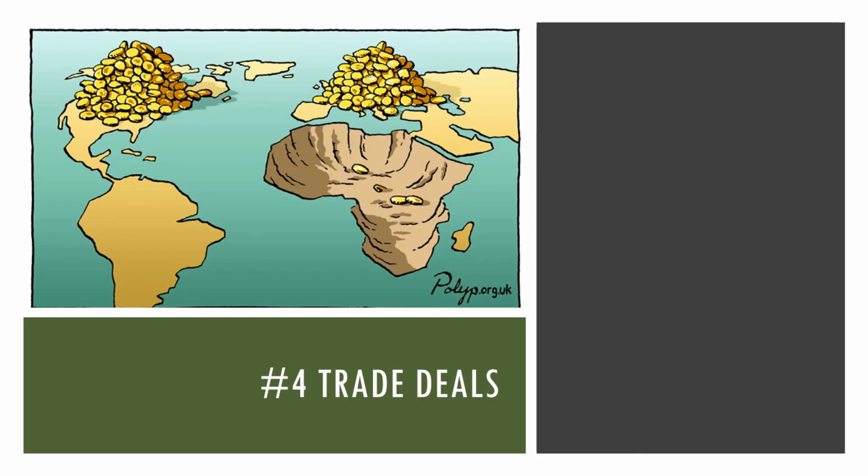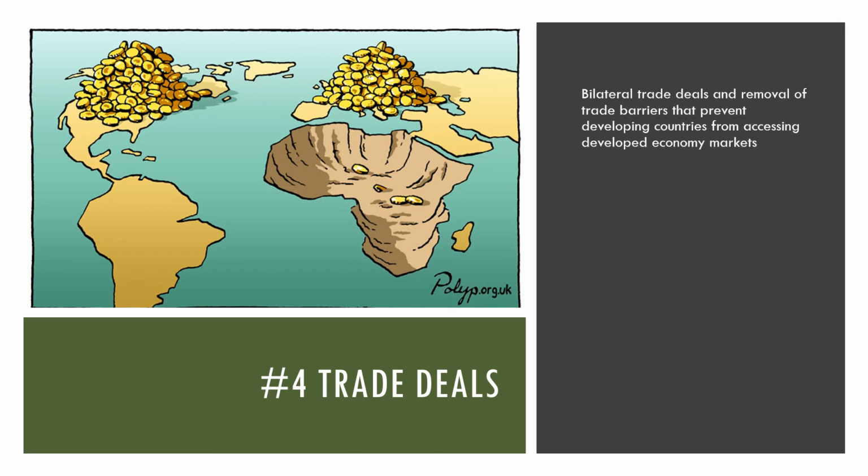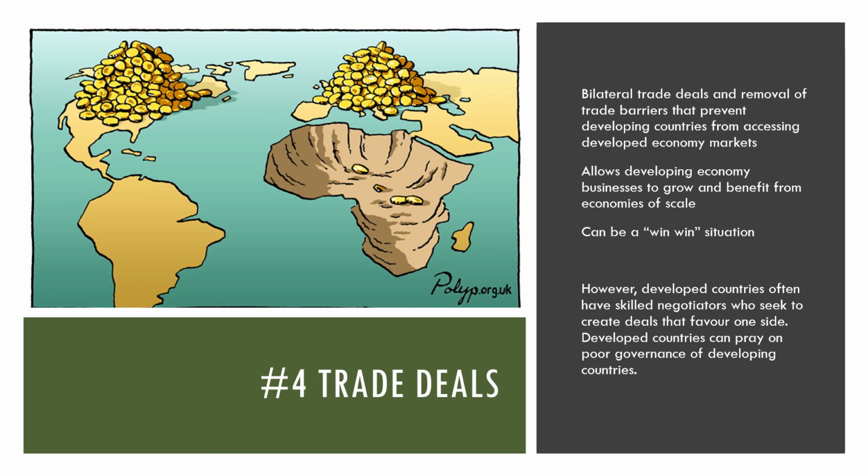Foreign governments may also enter into trade deals with developing countries to help growth and development. So a bilateral trade deal is one between two countries. So it might be between a developing country and a developed country. And this allows the developing economies' businesses to grow, benefit from economies of scale, and importantly have access to wealthy developed economy markets, where often they cannot compete with the heavily subsidized developed economy companies, particularly in agriculture when we think about the EU's common agricultural policy. However, developed countries often have skilled negotiators who seek to create deals that favour the developed country.